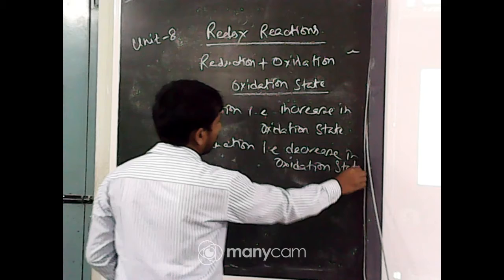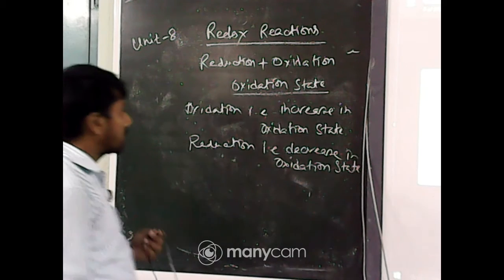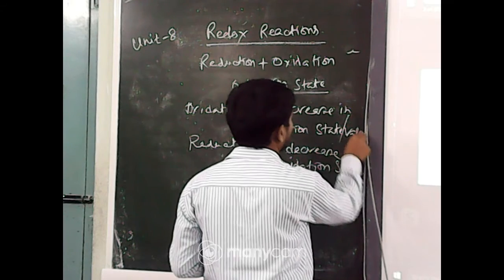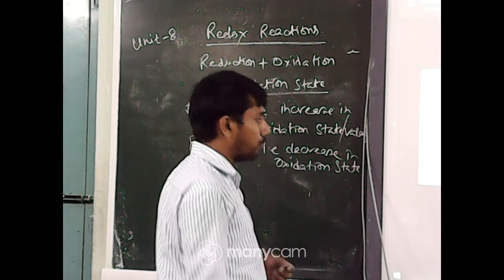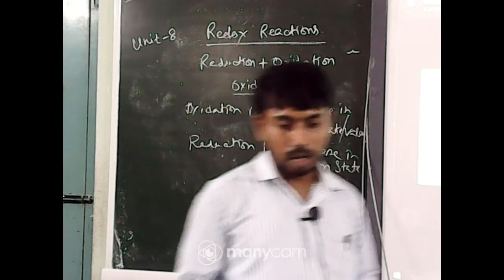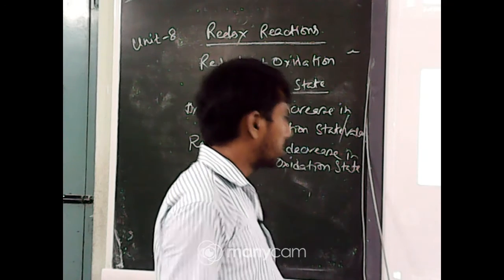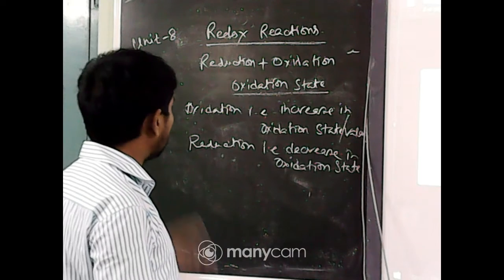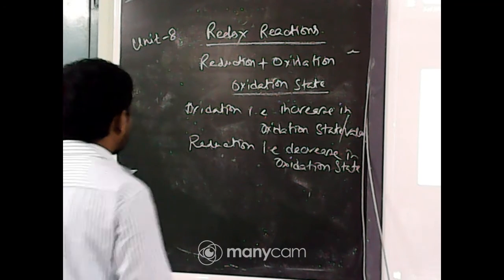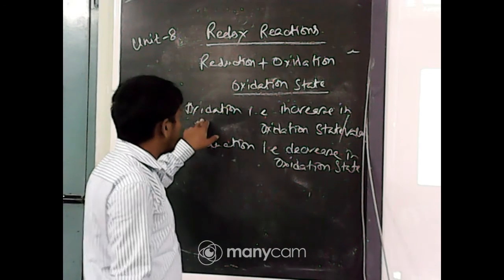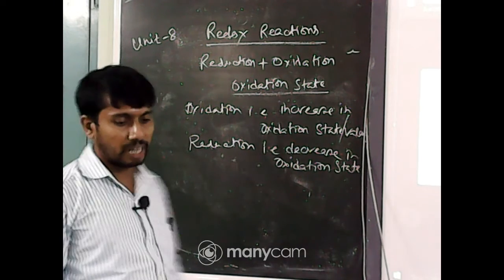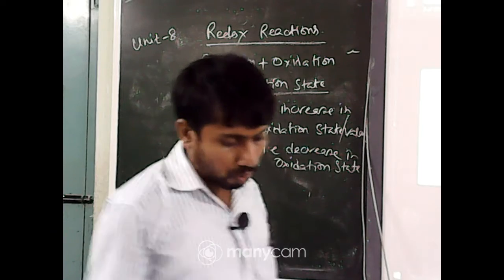Now, another similar term to oxidation state is valency, but the more appropriate term is the oxidation state, correct. So an increase in the oxidation state is oxidation, and a decrease in the oxidation state is reduction. Now, follow one example.